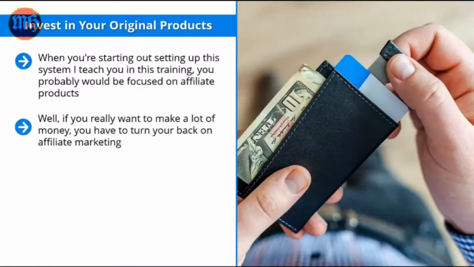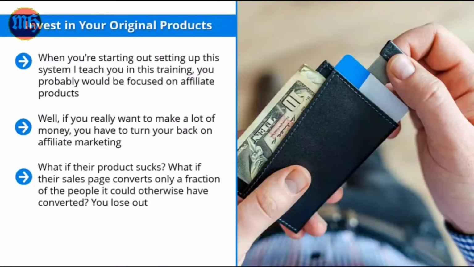Well, if you really want to make a lot of money, you have to turn your back on affiliate marketing. You really do. Instead, you have to sell your own stuff. The reason why you need to do this boils down to control. When you are selling other people's materials, you are at the mercy of their squeeze page, their landing page, and ultimately, the quality of their product.